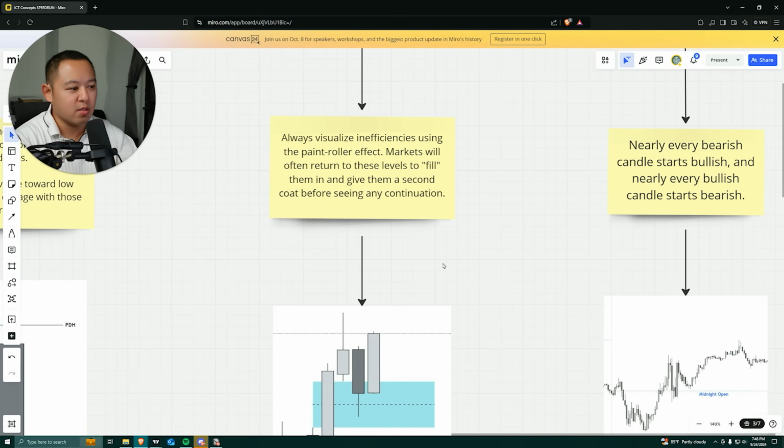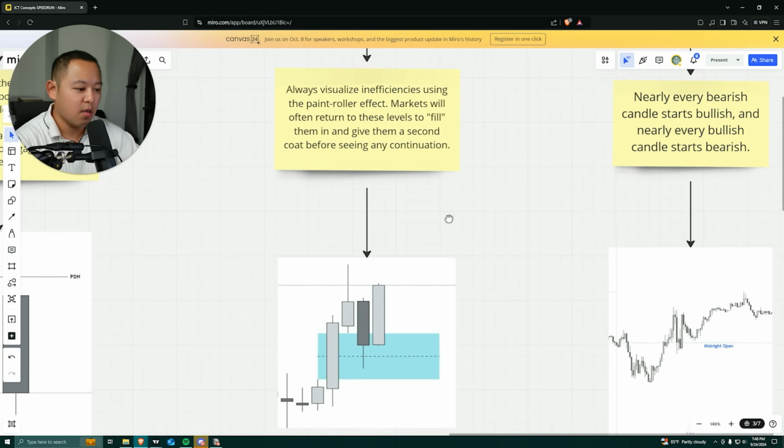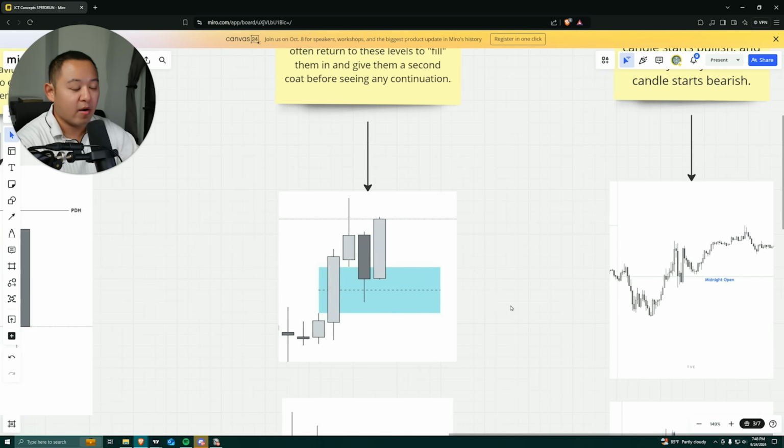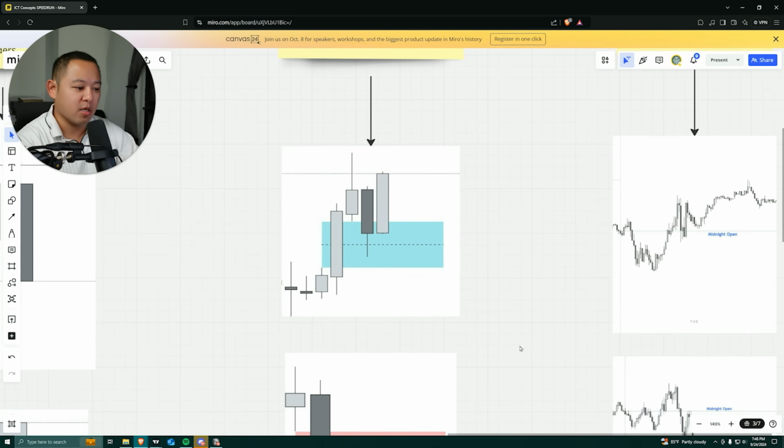So always visualize inefficiencies using the paint roller effect. Markets will often return to these levels to fill them in and give them a second coat before seeing any continuation. This is very simple. It's a very simple practice for you guys to study, and they're the majority of my trades. So the majority of my trades are fair value gaps because they're very easy to spot and they give me very clear areas to put stop loss placements.